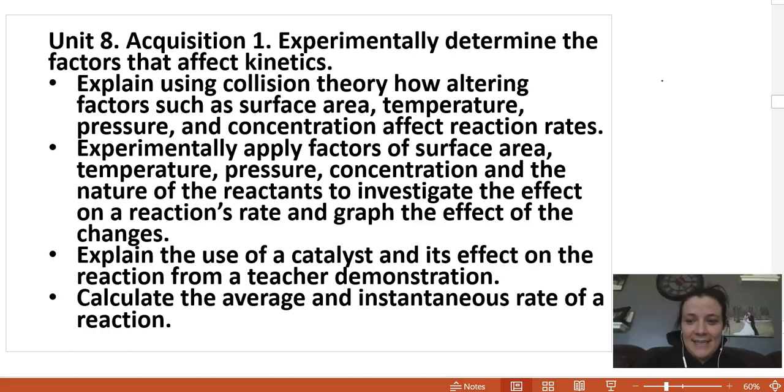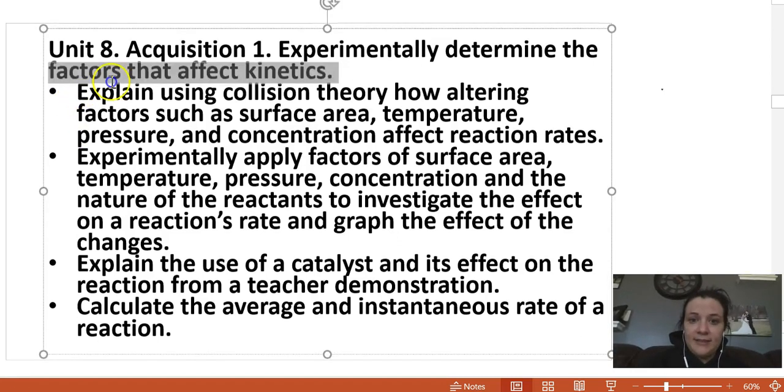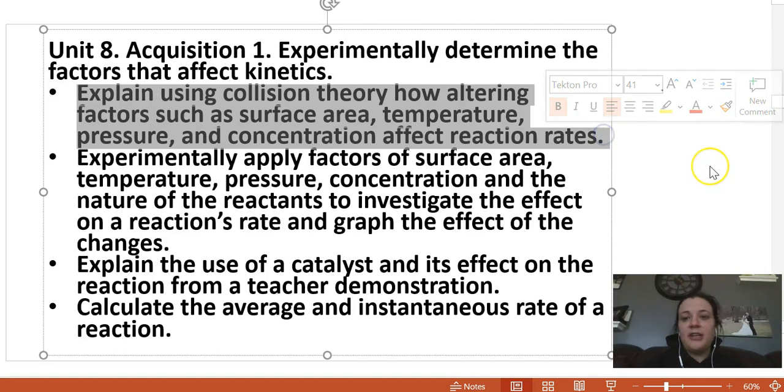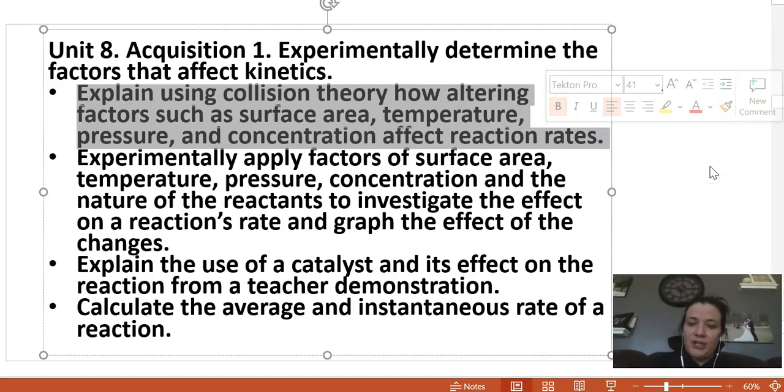Hey guys, so today is going to be day one of Unit 8, Acquisition 1, experimentally determining the factors that affect kinetics. So today we're really going to focus on two of these bullet points. We are going to explain collision theory and how altering factors such as surface area, temperature, pressure, and concentration affect reaction rate. You should already have an idea of how temperature and concentration affect reaction rate because of the iodine clock lab that we did in class on Monday.